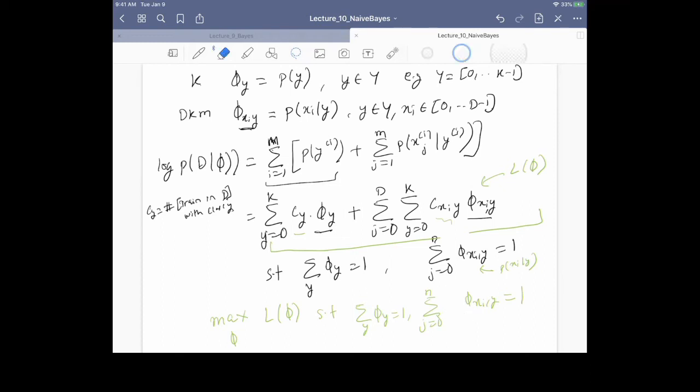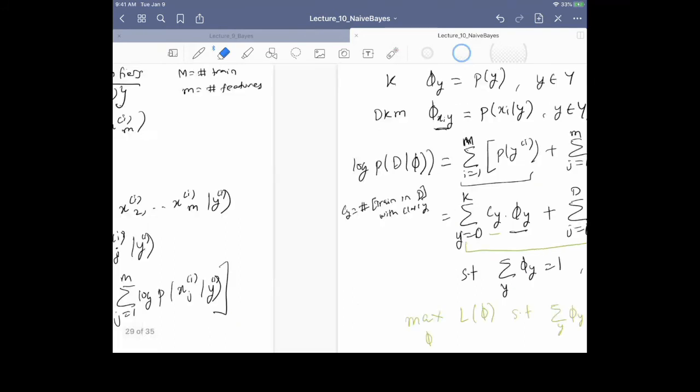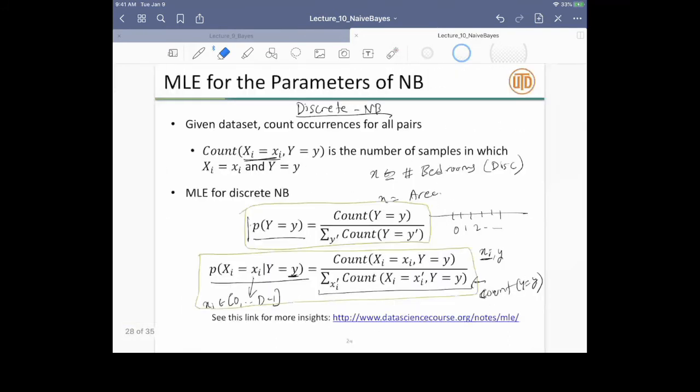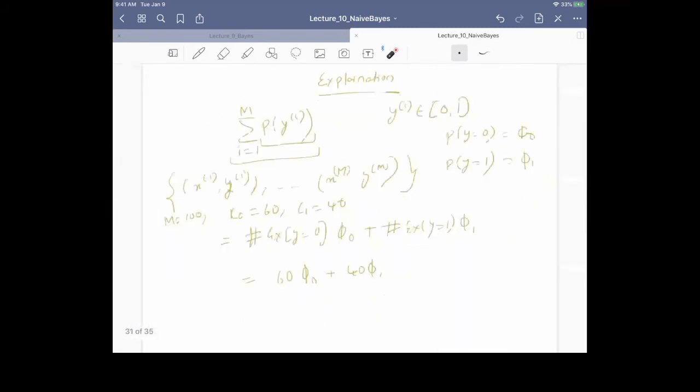Anyways, I think you guys follow the main insight, right? So maybe if you want, when you go home, you can derive this by taking the Lagrangian and actually make sure that you get these expressions.